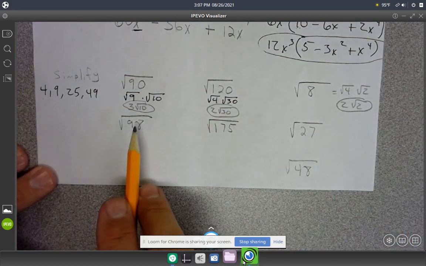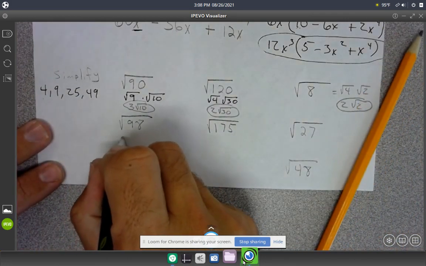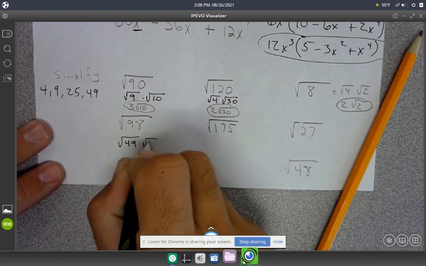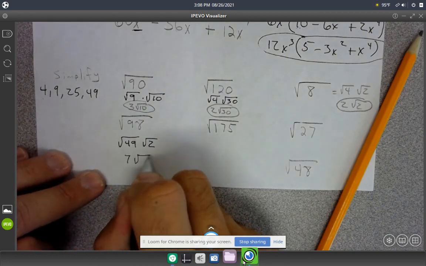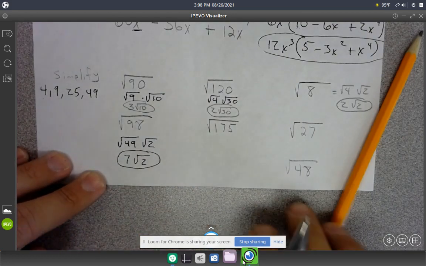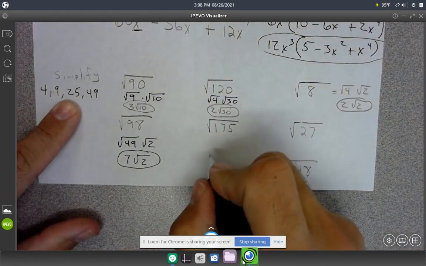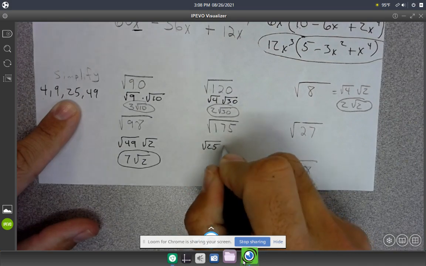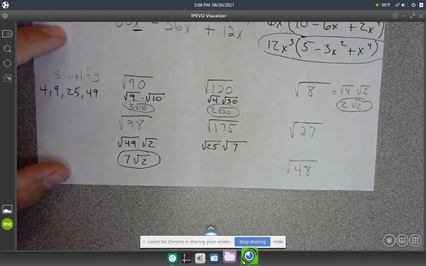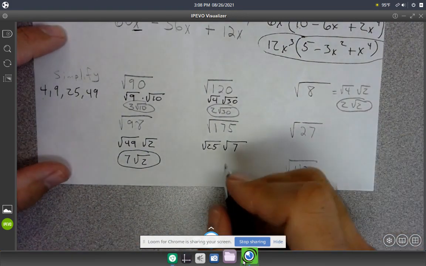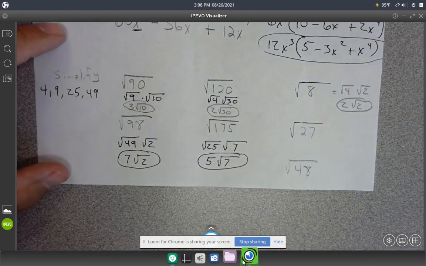The 98, this is where you're going to have to use that 49. So 98 is the same as 49 times 2. And then the square root of 49, that's equal to 7. So we get 7 root 2. 175, I can divide that one by 25. So it's 25 and 7. Okay. And then the square root of 25, that just breaks down into a 5. So I get 5 root 7. That's it.